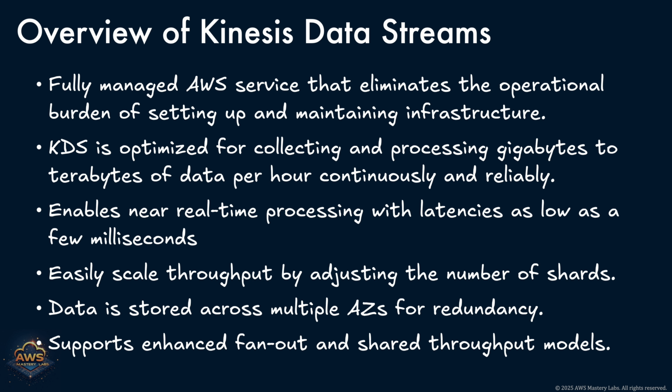The architecture is built to be durable and fault-tolerant, replicating data across multiple availability zones and giving you the flexibility to retain data for up to a full year. This allows for powerful use cases like stream replay, delayed processing, and forensic data analysis. Kinesis scales elastically. You can manually scale your stream by adjusting the number of shards to meet your throughput requirements, or use on-demand mode, which automatically adapts to changes in data volume without any configuration.